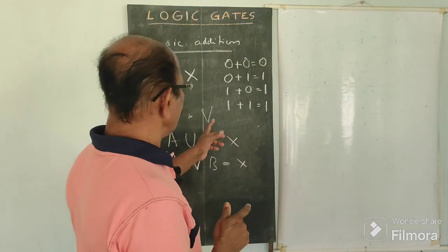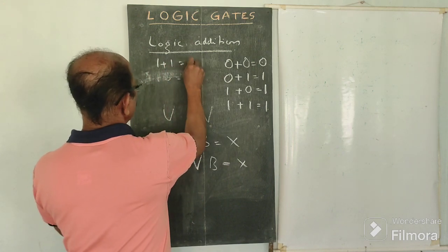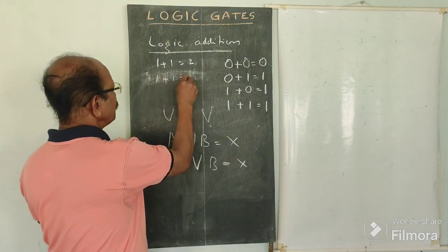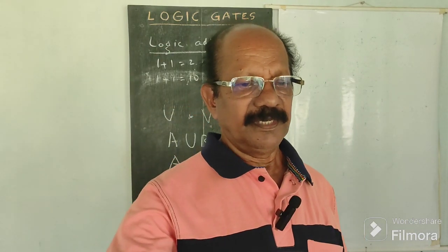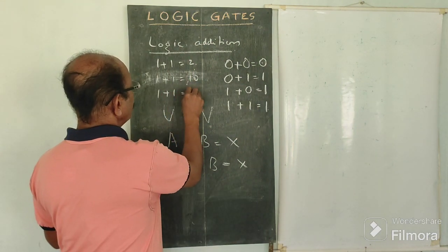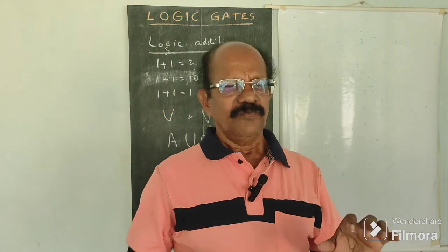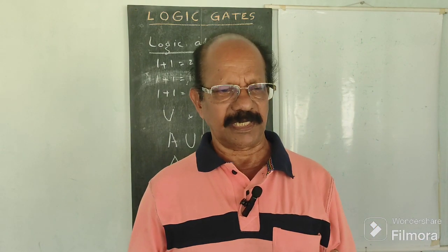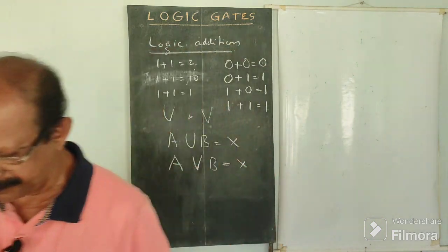1 plus 1 is equal to 2 is the arithmetic sum, the algebraic sum. But 1 plus 1 is equal to 10 is the binary sum, binary addition. And 1 plus 1 is equal to 1 is OR addition. We can put the above OR laws in more general terms with a figure. I am giving the figure here.